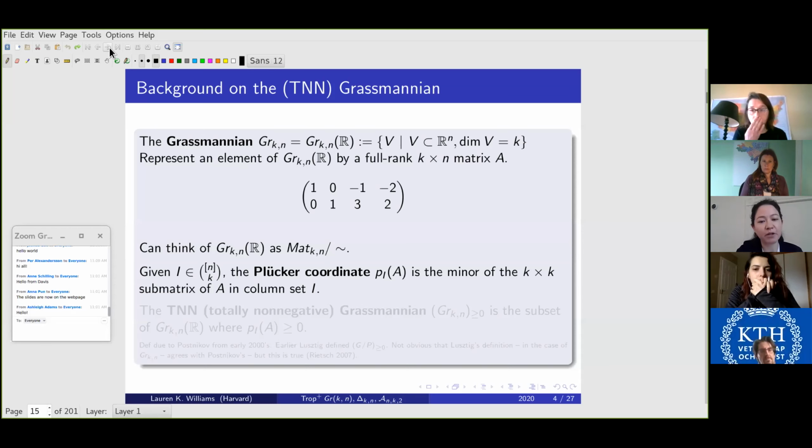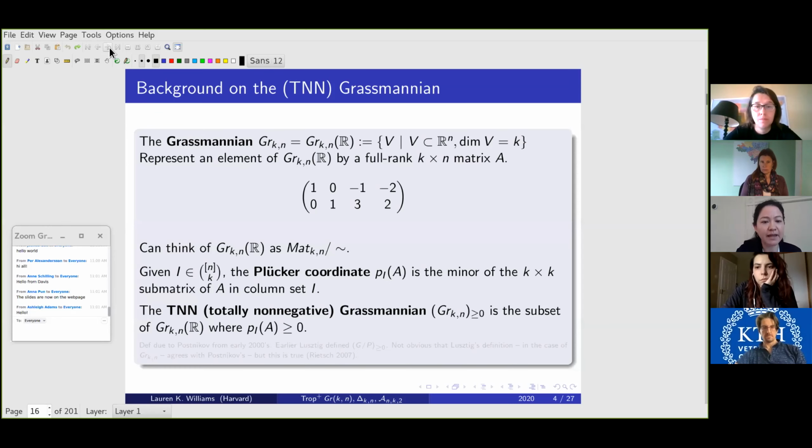It's very convenient to talk about Plücker coordinates on the Grassmannian. Given capital I, a k-element subset of 1 through n, the Plücker coordinate P_I is the minor, the determinant of the k by k submatrix of A located in columns I. Then one can define the TNN, or totally non-negative Grassmannian, to be the subset of the real Grassmannian where all Plücker coordinates are non-negative. Of course, one really thinks of the Grassmannian as a projective object, so to be more precise, I should define the totally non-negative Grassmannian to be the subset where all Plücker coordinates simultaneously have the same sign.